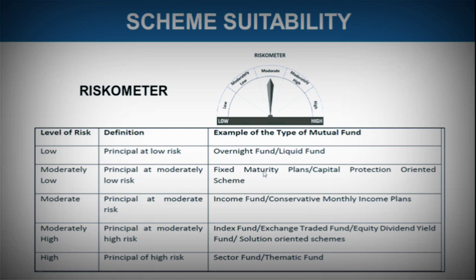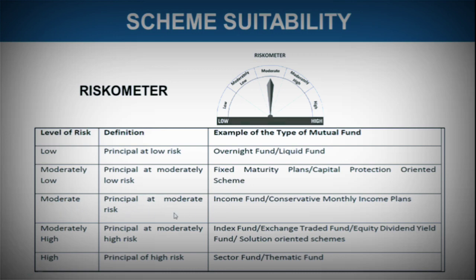Then moderately low could be fixed maturity plans, FMP as we say, and capital protection plans, which are generally close-ended schemes. So close-ended schemes are over here having moderately low risk, because for a certain holding period you need to stay invested. After your investment matures, only then can you sell and redeem your money. So this is how FMP and capital protection work.